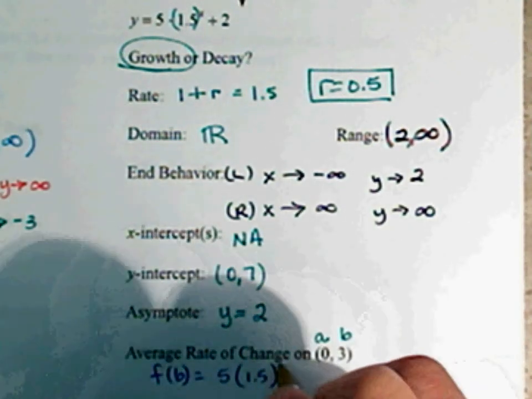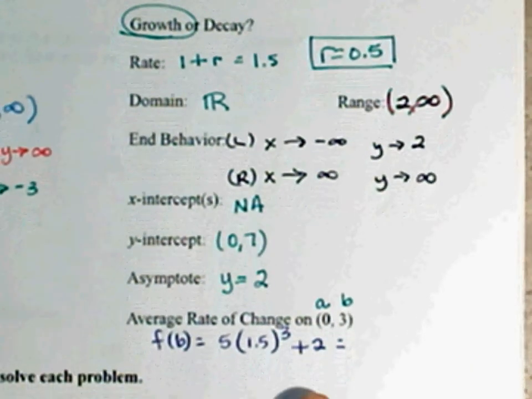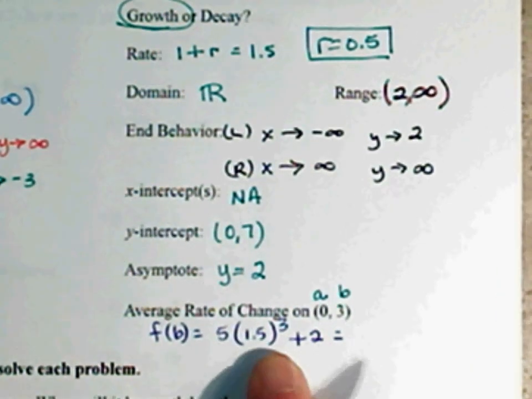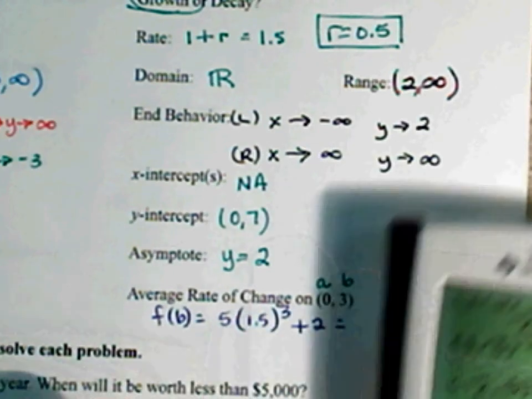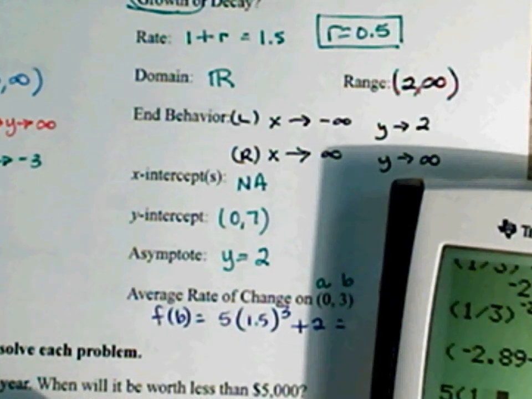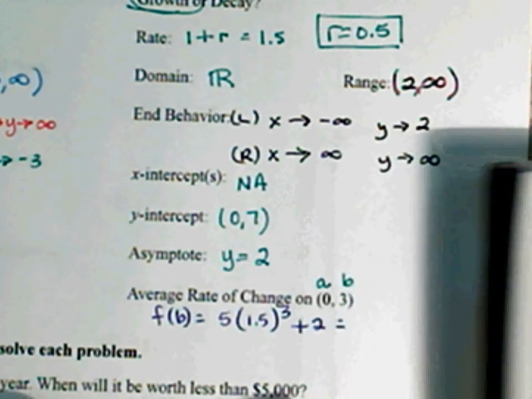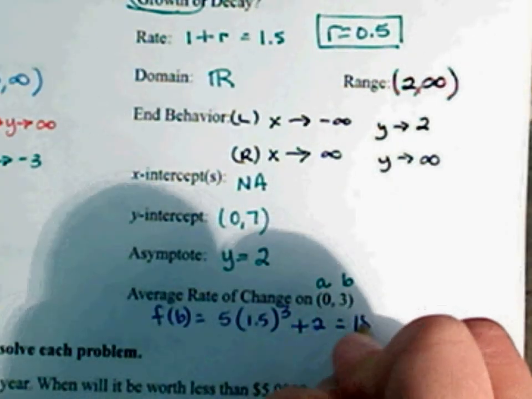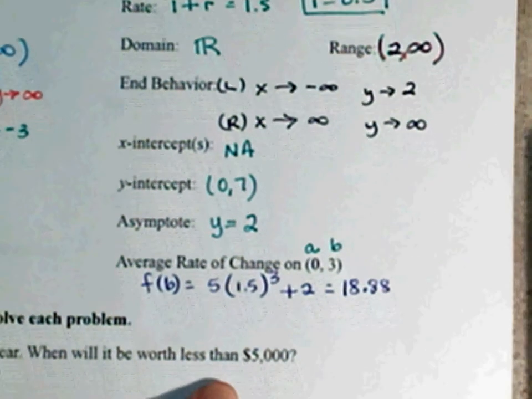You guys see where I'm getting this equation from? Just from right up above. Type that into your calculator, just like you see it. 5 parentheses, 1.5 in parentheses, raised to the 3, right click, plus 2. And what does that come out to? 18.88. Oh, I'm so sorry. Okay. There's your f of b.